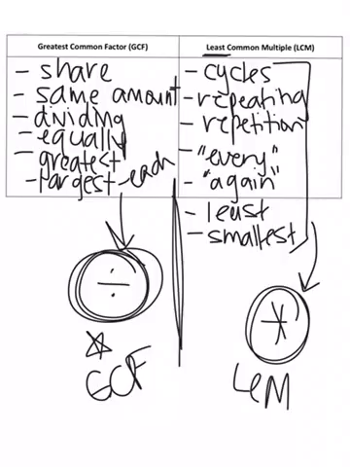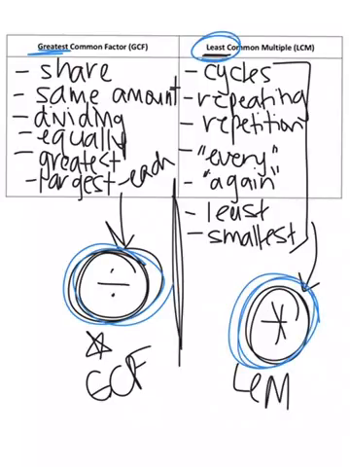So we're going to go back. We're going to look again at sharing, same amount, dividing, looking at things equally, and then looking for those keywords of greatest, largest. We're looking at each piece. That would represent your greatest common factor because of division. LCM, you're looking at cycles, repeating, repetition, and you're looking for those key phrases of every, again, and then least and smallest to represent that idea of least common multiple because we are multiplying to get our answers.